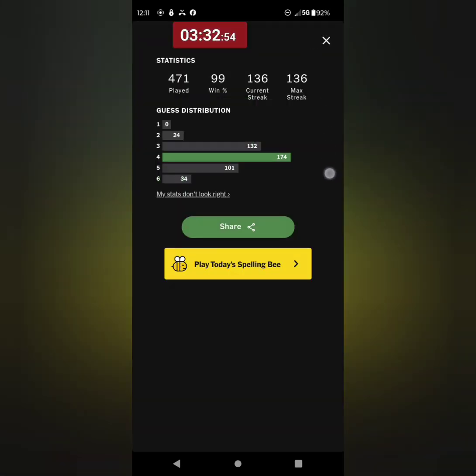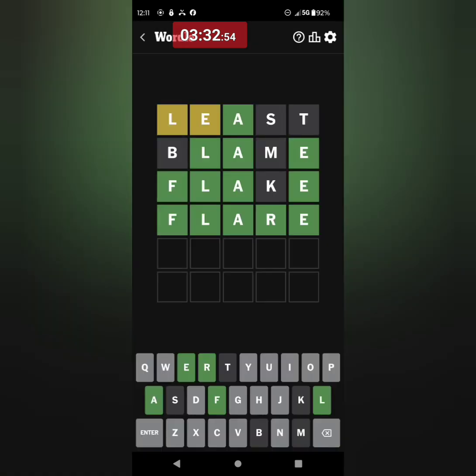And I am at 136 now. Unbeaten streak of 136. Very happy with that.